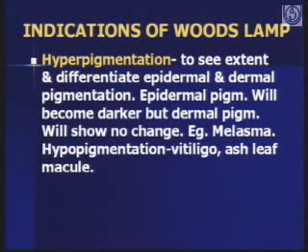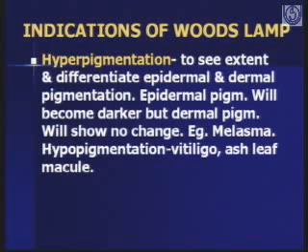In the hyperpigmented disorders, a Wood's lamp helps to see the extent and to differentiate between epidermal and dermal pigmentation. If the pigmentation is only in the epidermis, it will become darker. But if the pigment is confined to the dermis, then there will be no change. For example, in the case of melasma, if the pigment becomes darker, then it is confined to the epidermis. However, this is not very useful in very dark skinned patients because it becomes difficult to differentiate the darkening of the pigmentation.